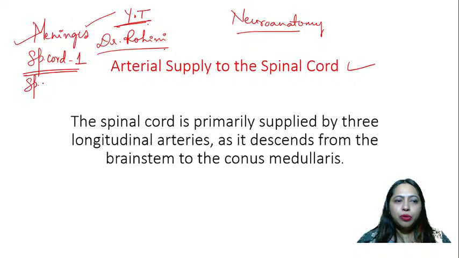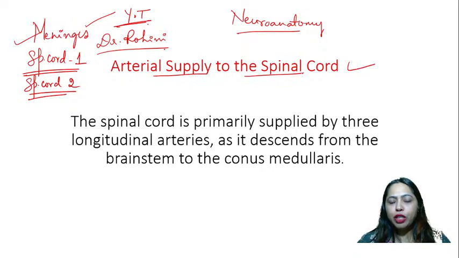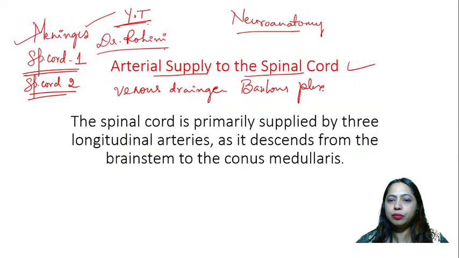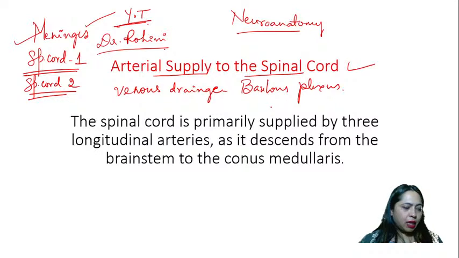Today we are going to go with the spinal cord 2, that is the arterial supply of the spinal cord. It's not just arterial supply, we are going to discuss the venous drainage as well. We are also going to talk about Batson's plexus, and we are going to relate it with the vertebral venous plexus. Before that, let me just give you a quick glimpse of the spinal cord.